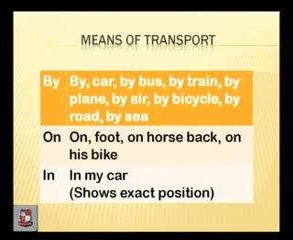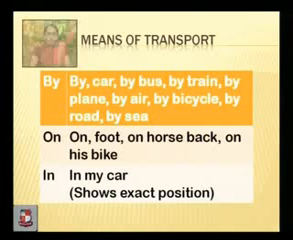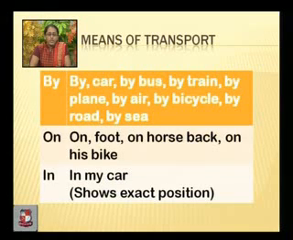Next thing is means of transport. According to the table, for means of transport we can use prepositions. These are the three prepositions which we can use as the means of transport: by, on and in. For instance, by car, by bus, by train, by plane, by air, by bicycle, by road, by sea, etc.